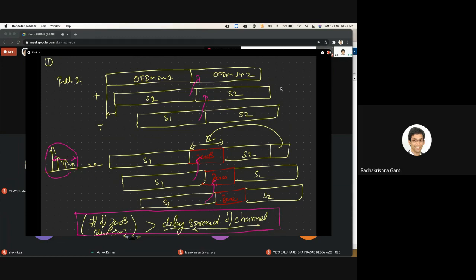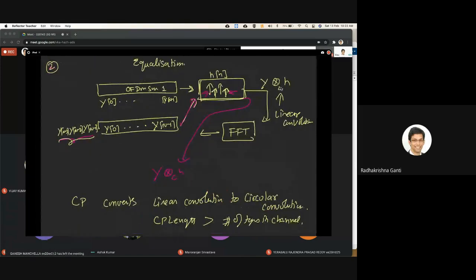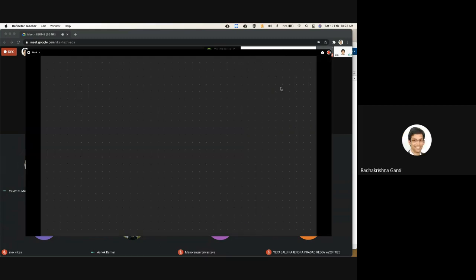But because of the cyclic prefix, what happens? Now you're getting circular convolution instead of linear convolution. Is this concept clear? Yes. Okay. So that is the second use of cyclic prefix. Now I'm going to tell you one more use of cyclic prefix, and then we're going to stop.